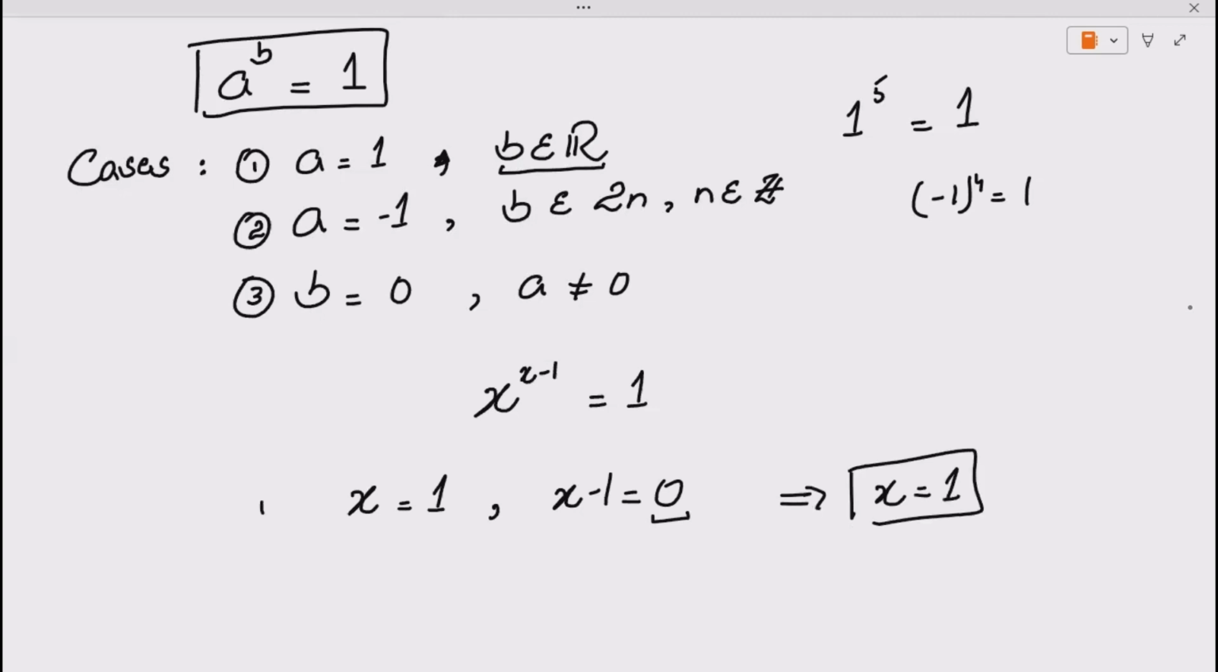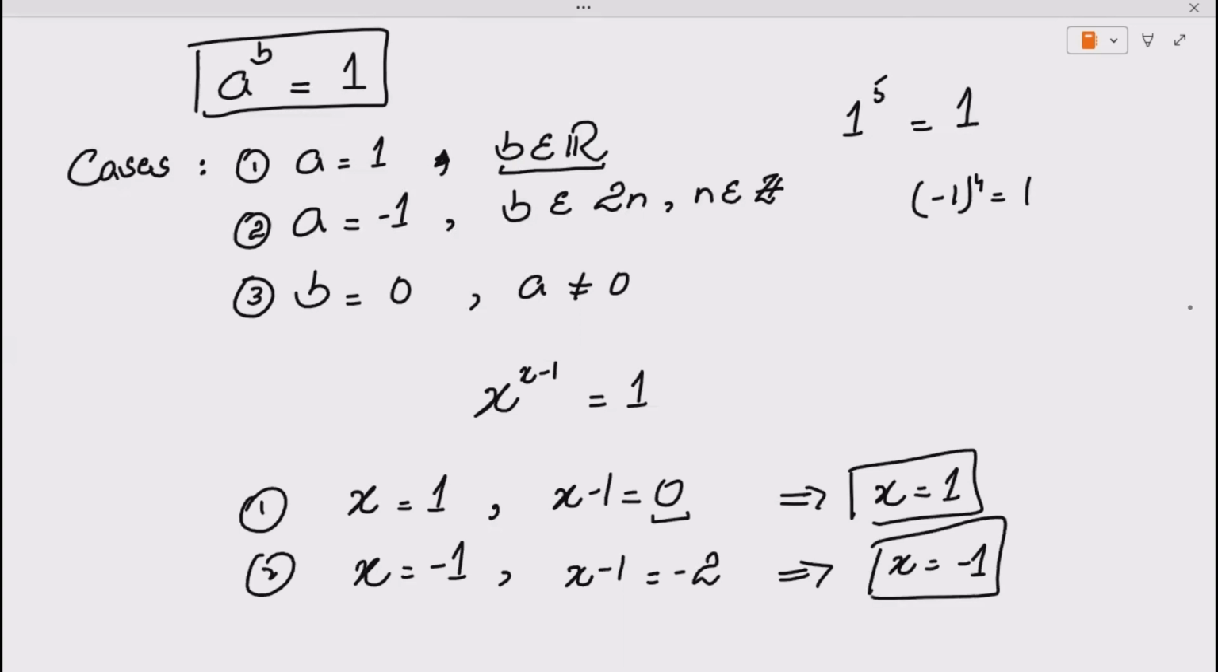Next, using the second case, let's see, our x is minus 1, right? So x minus 1 is minus 1 minus 1, which is minus 2, and we know minus 2 is an integer, right? So minus 1 raised to the power minus 2 gives us what? Again 1. So x equals minus 1 is also a solution of this equation.